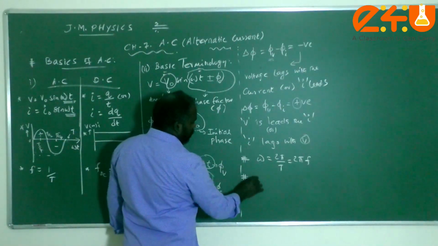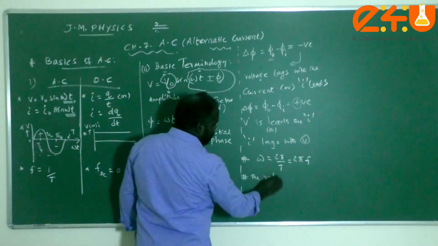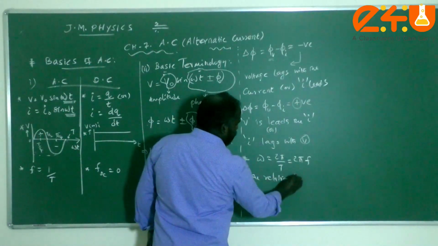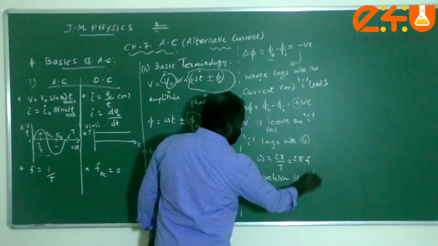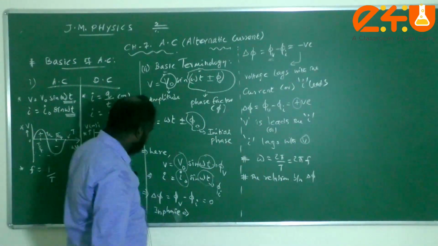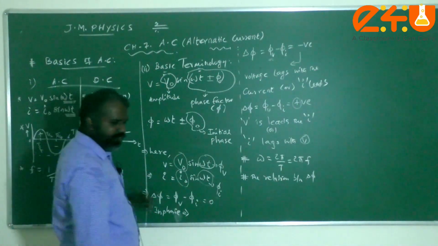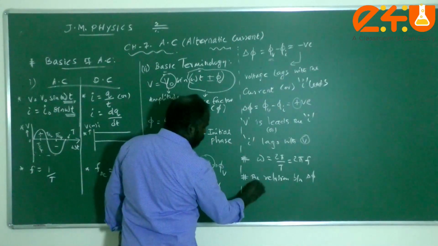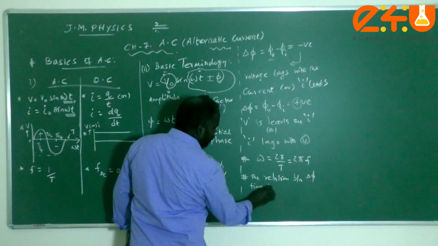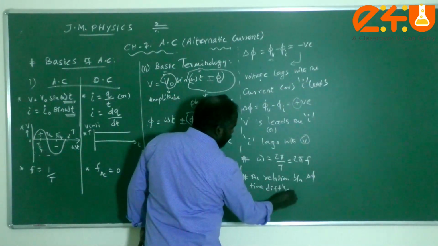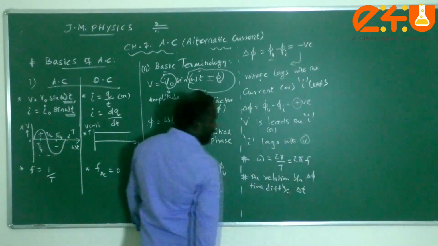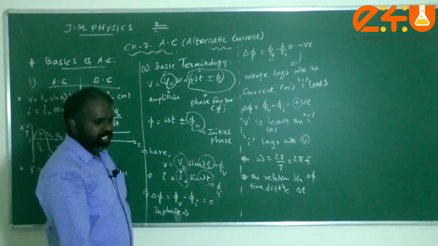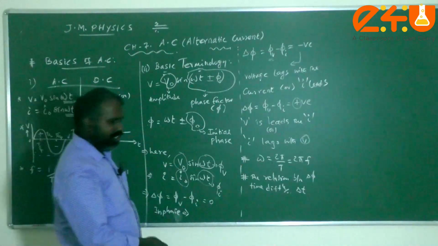And the next one is the relation between delta phi and delta t. Delta phi means what, children? Phase difference. And delta t is a time difference. Time difference is what, children? Delta t.